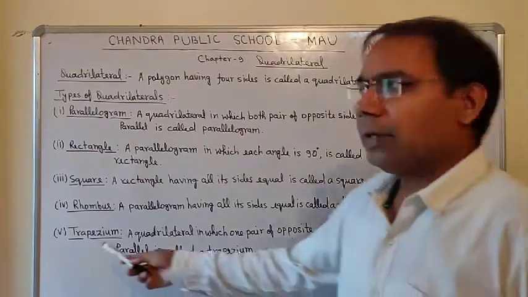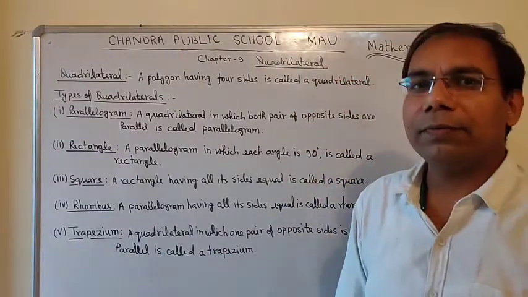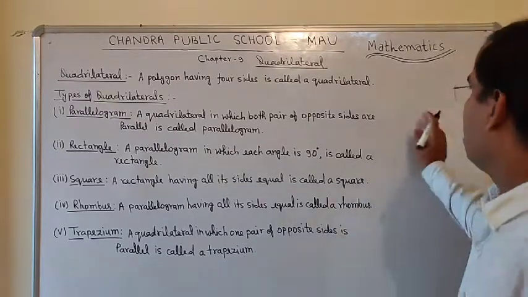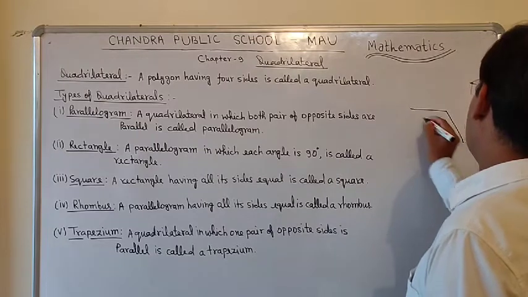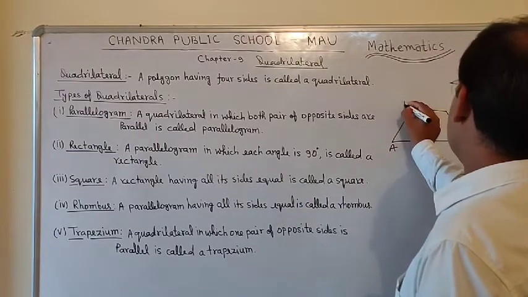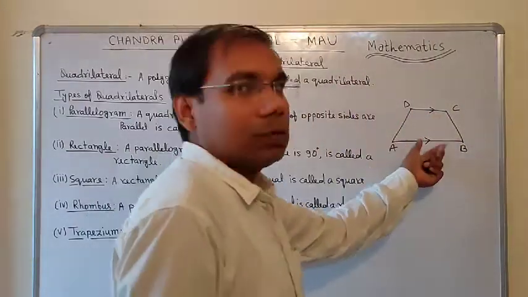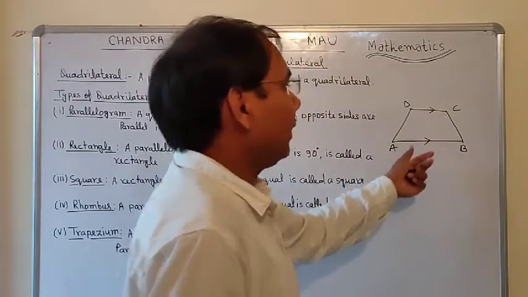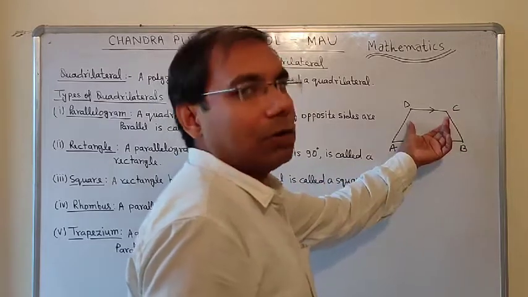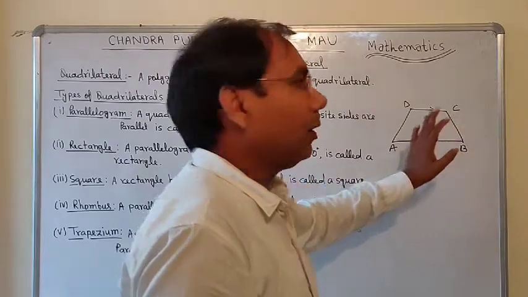Now one more is the isosceles trapezium. What is called the isosceles trapezium? A trapezium in which non-parallel sides are equal, that is called isosceles trapezium. Here I am going to draw a trapezium. Suppose that here a trapezium is there ABCD in which AB and DC are parallel. So whatever the two sides are parallel, that is called the parallel sides. It means AB parallel to CD. And AD and BC, these are the non-parallel sides. These are not parallel to each other.